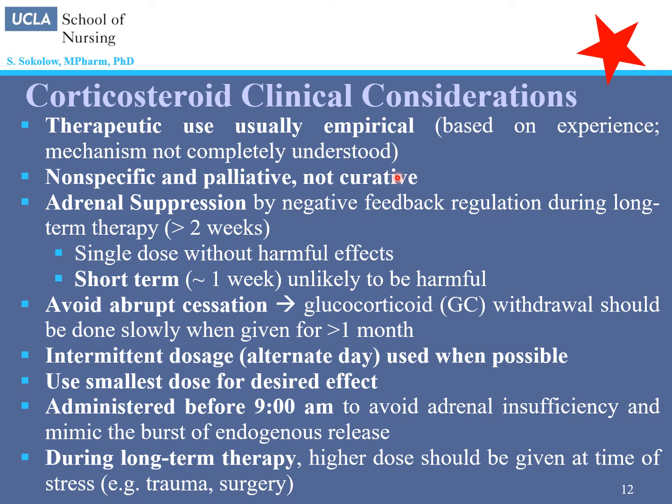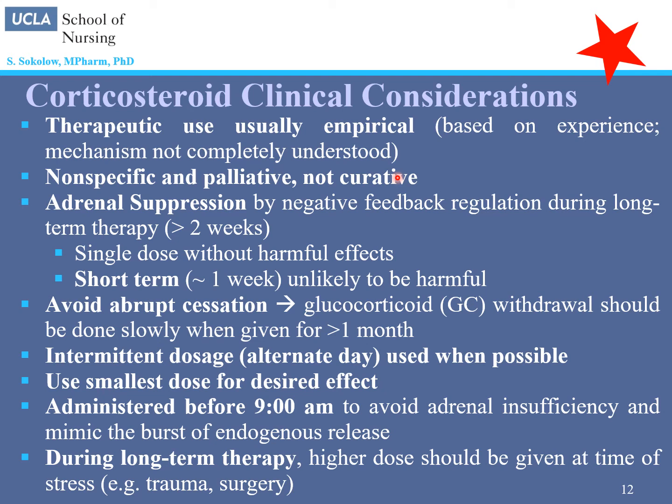But now patients who are on chronic corticoid therapy for rheumatoid arthritis or SLE, for them, they should not cease their treatment abruptly because of the adrenal suppression. That means they don't have their own cortisol, and if they cease and have a stress, they are not going to produce their own cortisol, so it should be withdrawn slowly for those who have been given glucocorticoid for more than a month. Intermittent dosage is preferred, so you alternate the day if possible. Using the smallest dose for the desired effect is recommended. Administering the dose before 9 a.m. is also recommended to avoid adrenal insufficiency and to mimic the burst of the endogenous release.